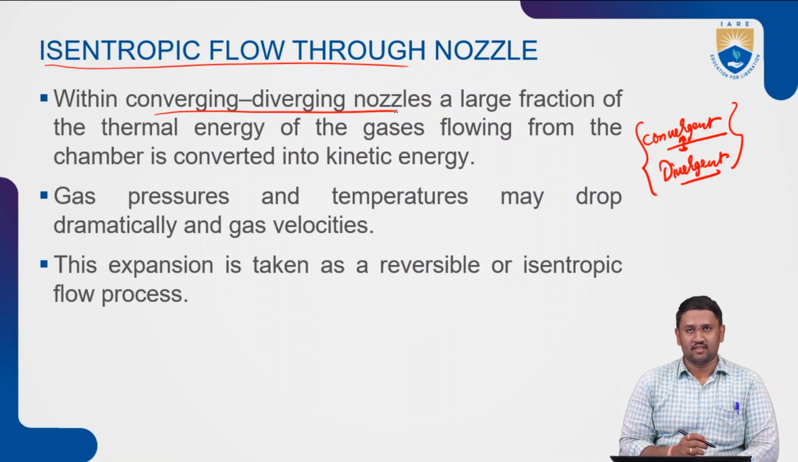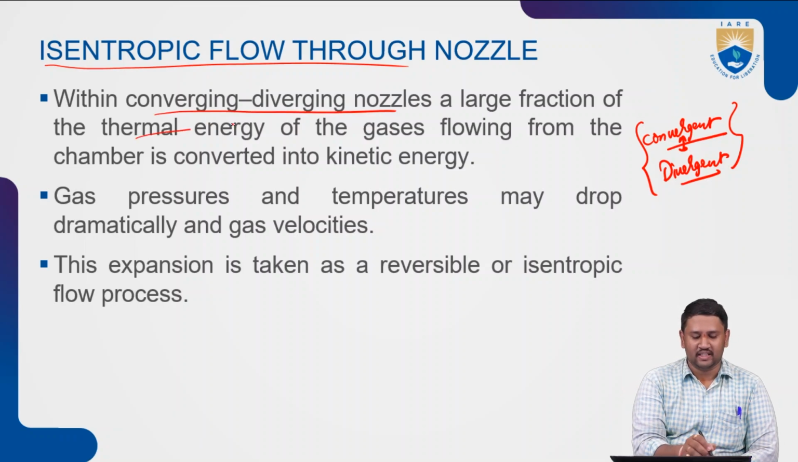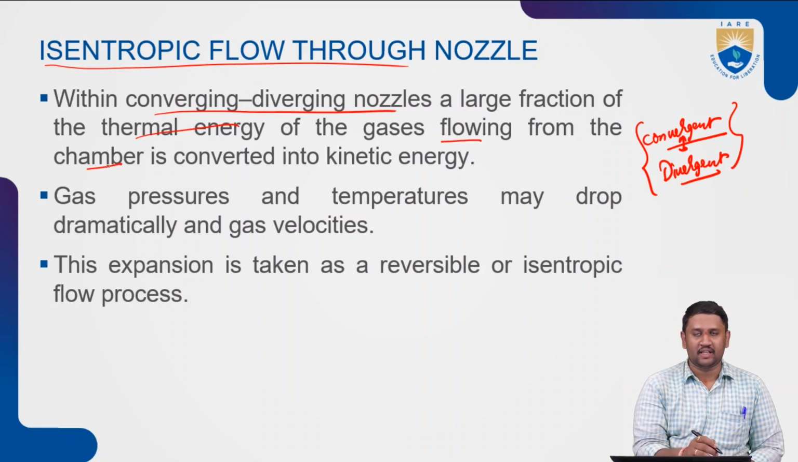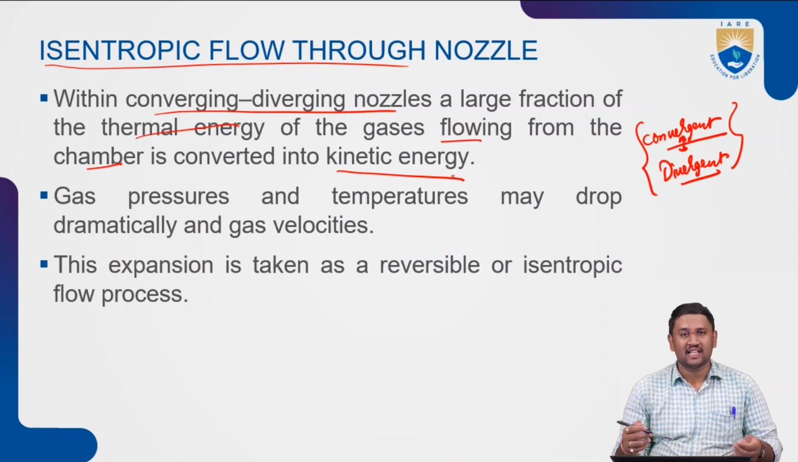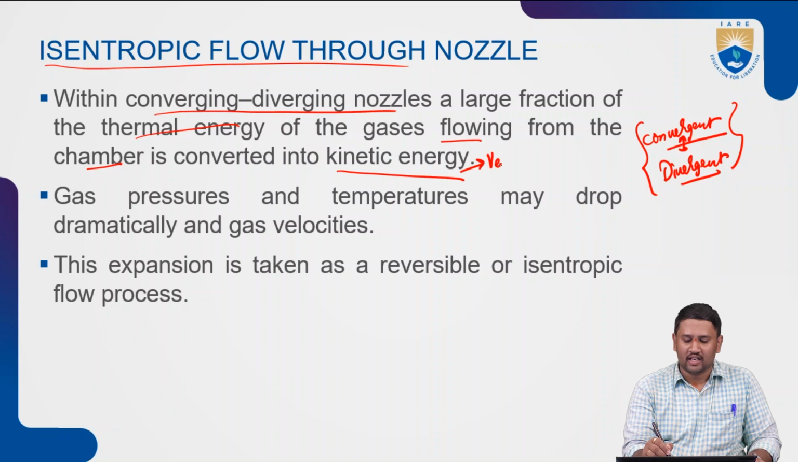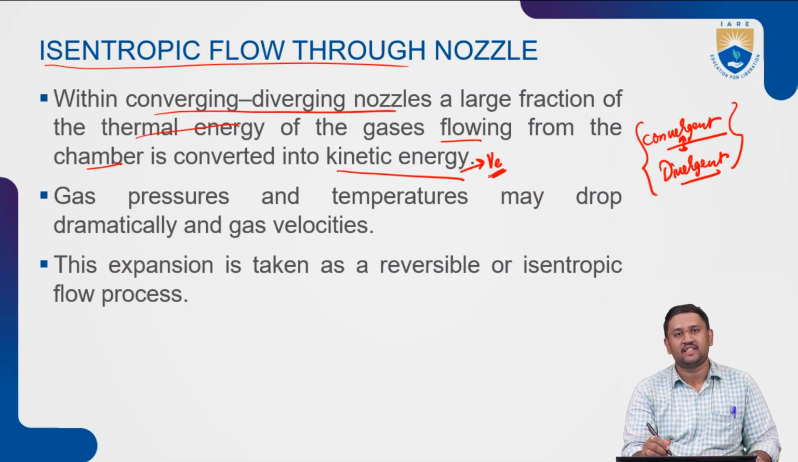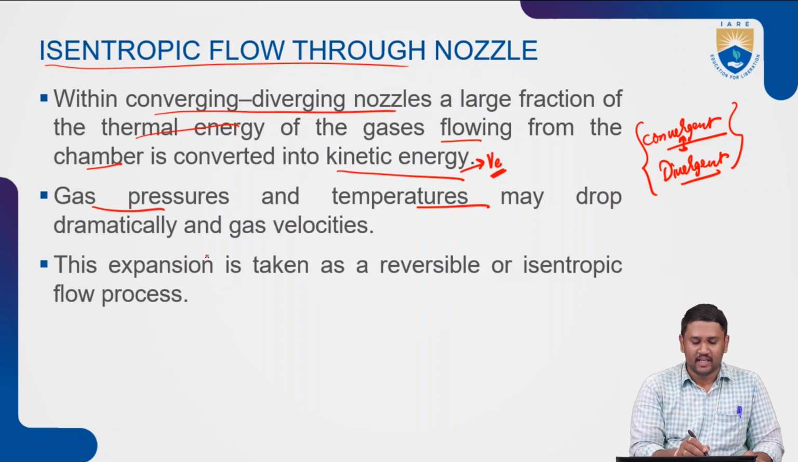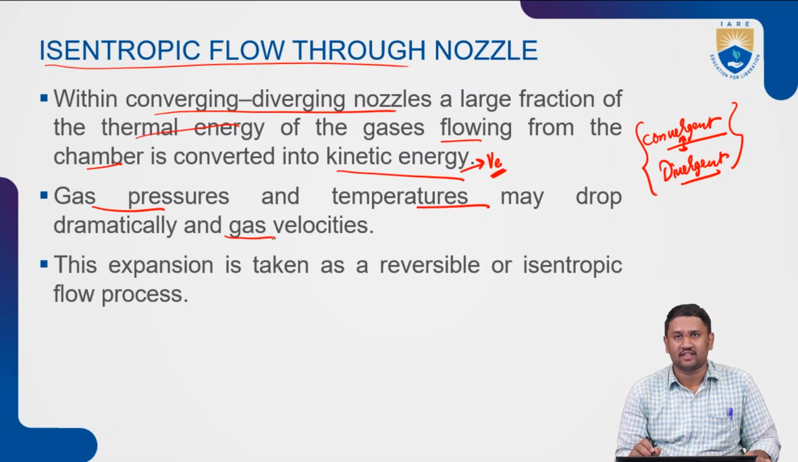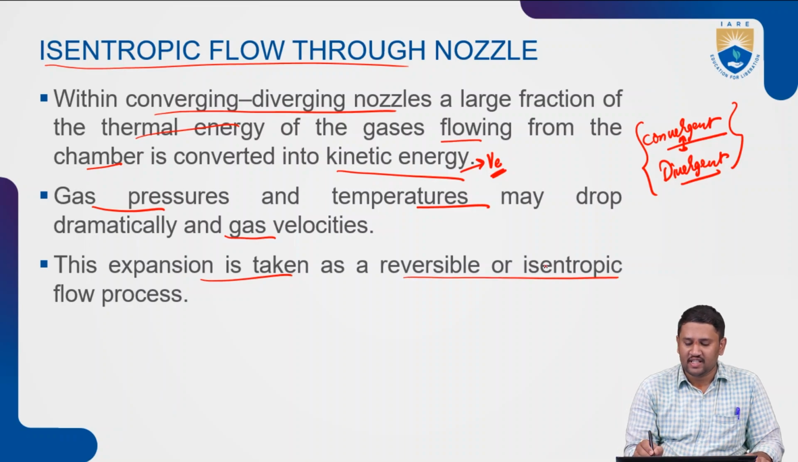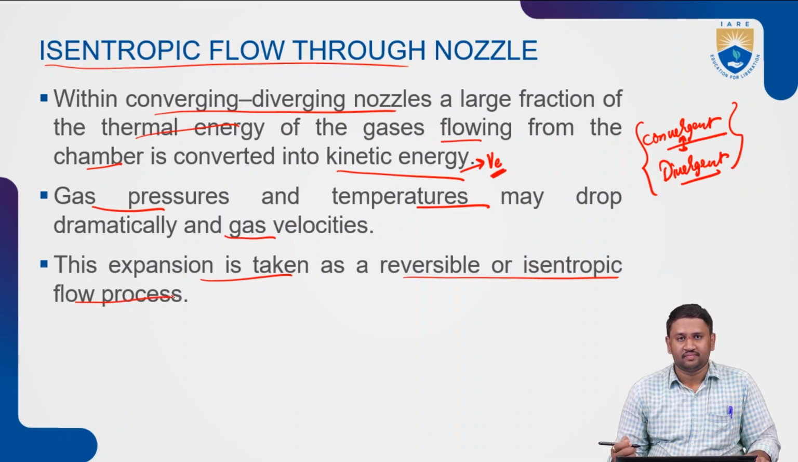Within the CD nozzle, a large fraction of thermal energy, particularly the heat energy generated by the gases flowing from the chamber, is converted into kinetic energy, because that is our main motto. The conversion to kinetic energy gives you the exhaust velocity of the gases, which in turn transfers to the rocket as a velocity. The gas pressure, temperature and gas velocities may drop dramatically. The expansion that takes place is a reversible isentropic flow process.